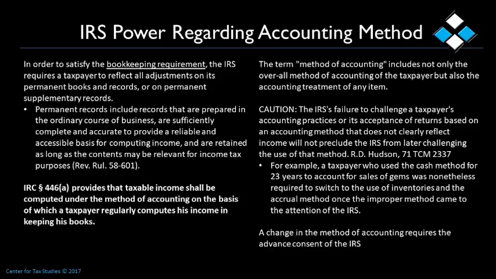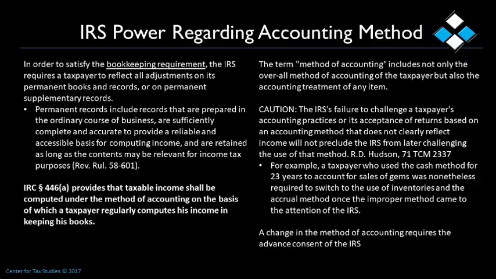Internal Revenue Code Section 446(a) provides that taxable income shall be computed under the method of accounting on the basis of which a taxpayer regularly computes his income in keeping his books. And when defining the method of accounting, this includes not only the overall method of accounting of the taxpayer, but also the accounting treatment of any specific item, including depreciation.